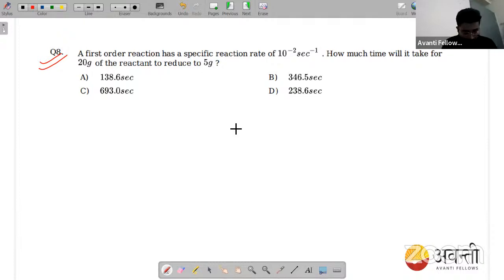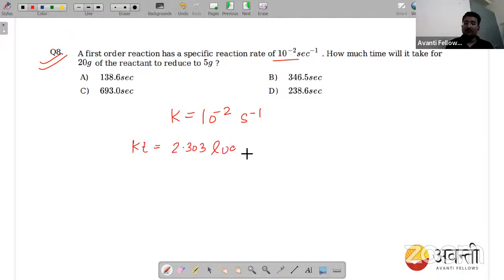Now, you can clearly see we are given k equal to 10 to the power minus 2 second inverse. For this type of question, we have two methods. First, we can directly apply the integrated rate equation for a first order reaction, or we can use the half-life of the reaction to calculate the time. Is that clear? Now see, let's start with the first approach. The first approach is nothing but kt equal to 2.303 log of A0 by At. First method is this. We can put in all these values k, A0, At, and we can get t.